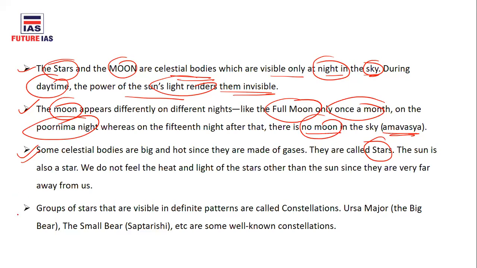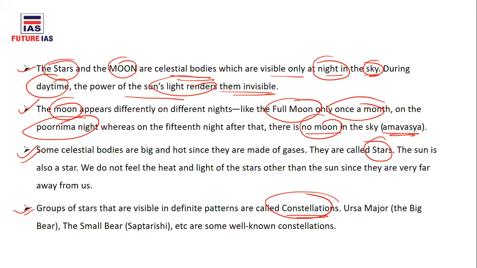Now there is another term, which is called constellations. What does constellation mean? There are groups of stars which have a definite pattern. For example, you might have seen a big bear pattern in the sky, which is called Ursa Major.